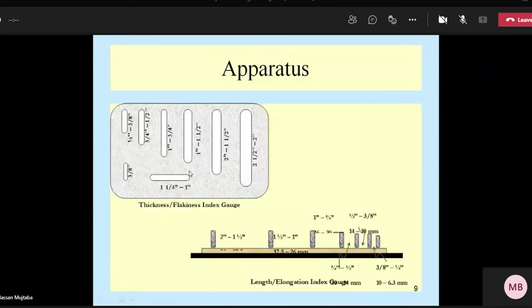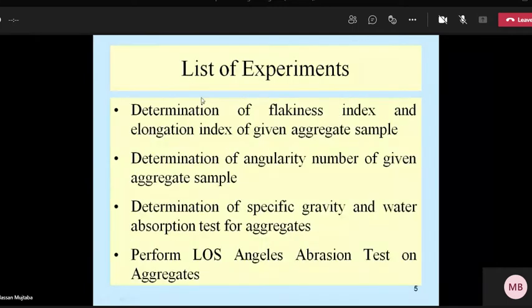So that is the second experiment together. Flakiness index, elongation index, and angularity number are referred to as the shape tests. Then comes the specific gravity and water absorption for aggregate. Specific gravity: you have carried out specific gravity of soils in the past using the pycnometer. In the case of aggregates, you would require a wire mesh bucket, and you are going to utilize the Archimedes principle, the concept of weight in air and weight loss in water, to find out the specific gravity.